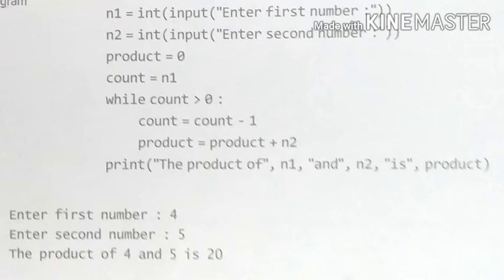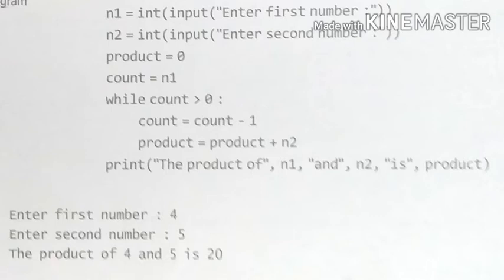The next statement, while count greater than 0. Yes, 4 is greater than 0. So the condition is satisfied. Then count is equal to 4 minus 1. Now the value of count is equal to 3 and product is equal to product plus n2, that is 0 plus 5 is equal to 5.